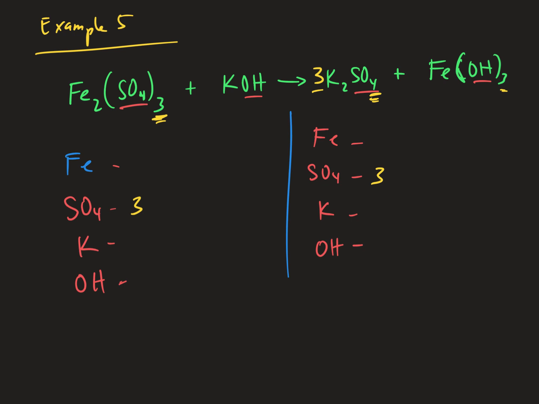And then since we changed this, now let's do potassium. How many potassiums do I have on the right? 6. How many do I have on the left? 1. So I better put a 6 here. Now I just changed the hydroxides. How many hydroxides do I have on the left? 6 on the left. How many do I have on the right? 3. So I better put a 2 here.